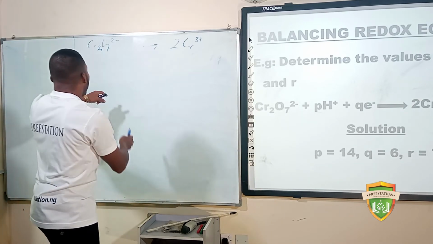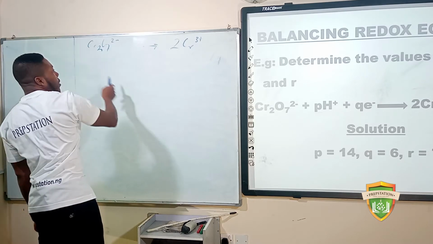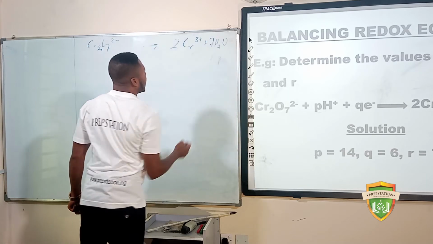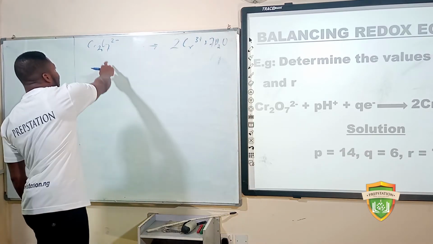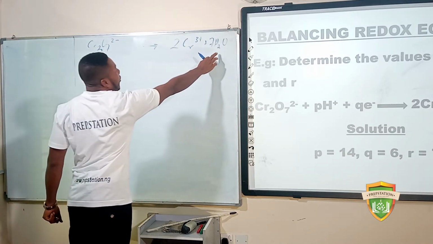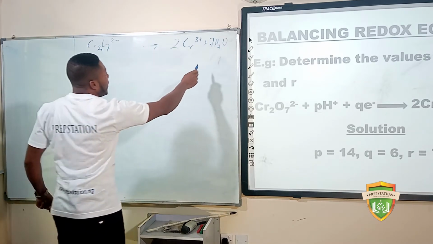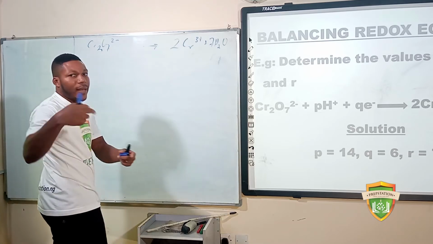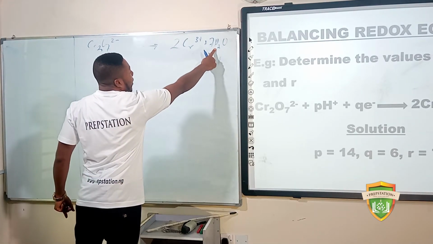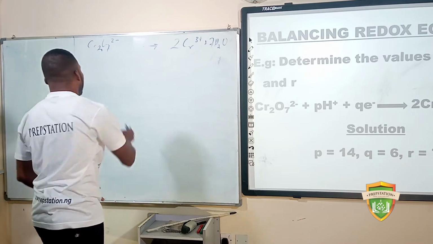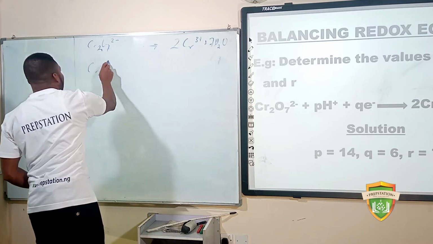So in this case, we have 7 atoms of oxygen. So plus 7 atoms of water. By so doing, we have balanced oxygen at our products right hand side. By so doing also, we have introduced another element called hydrogen here. Okay? Hydrogen is introduced. How are we going to balance hydrogen? We copy the equation again.